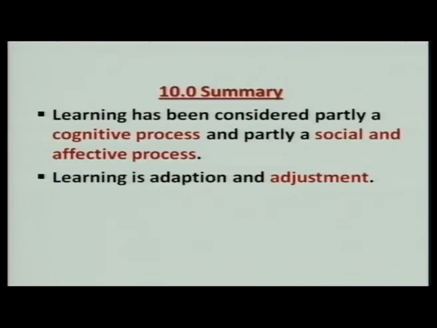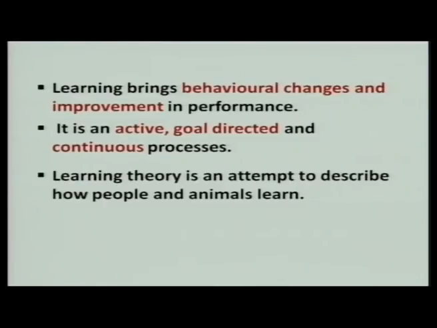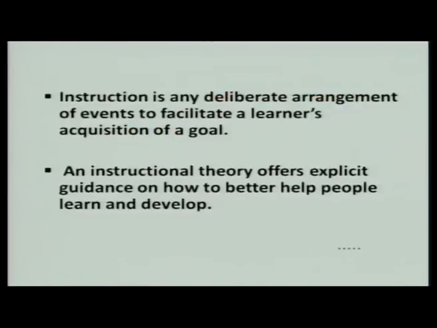Now, coming to the summary: learning has been considered partly a cognitive process, partly a social and affective process. Learning is adaptation and adjustment. Learning brings behavioral changes and improvement in performance. It is an active, goal-directed and continuous process. Learning theory is an attempt to describe how people and animals learn. Instruction is any deliberate arrangement of events to facilitate learners' acquisition of a goal, and instructional theory offers explicit guidance on how to better help people learn and develop. Thank you.